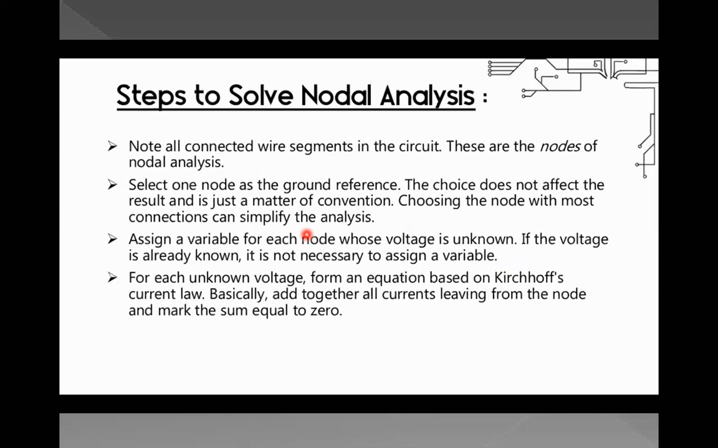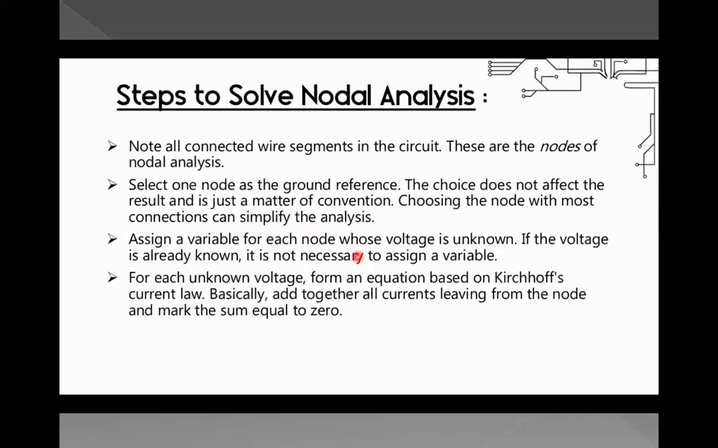First, we need to note down all the connected wire segments in the circuit. These are the nodes of nodal analysis. Select one node as a ground reference. This is most important. We have to select any one of the nodes completely as a ground reference. The choice does not affect the result and is just a matter of convention. Choosing the node with the most connections can simplify the analysis. This is just the tricky part.